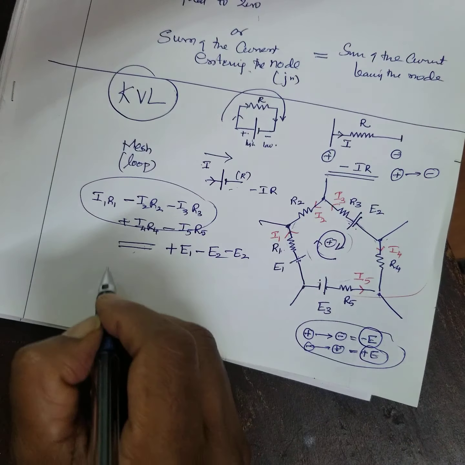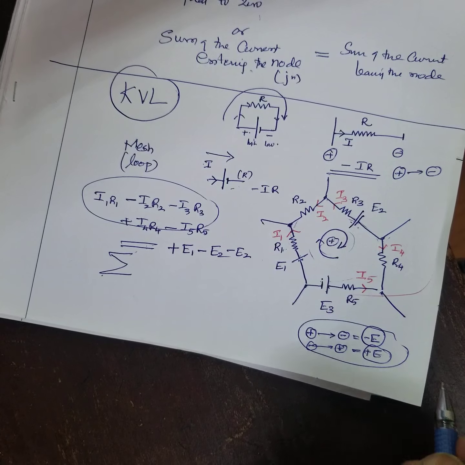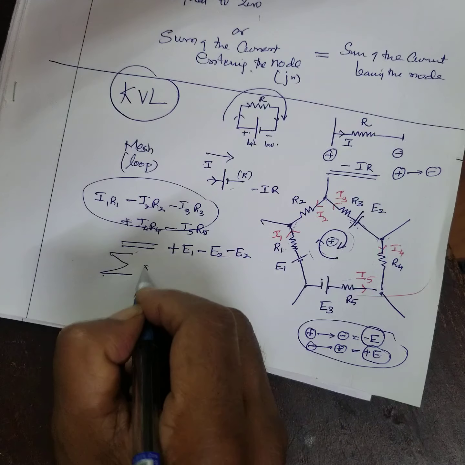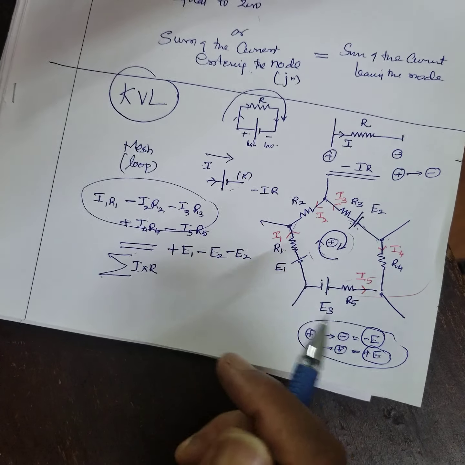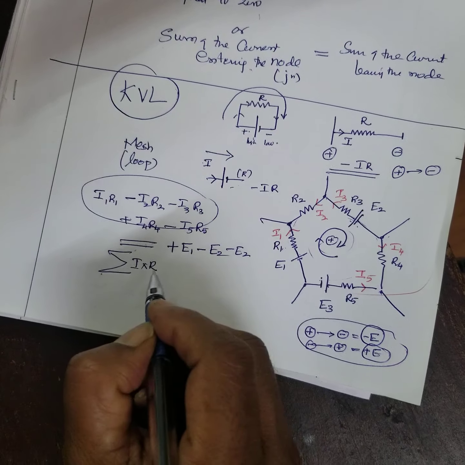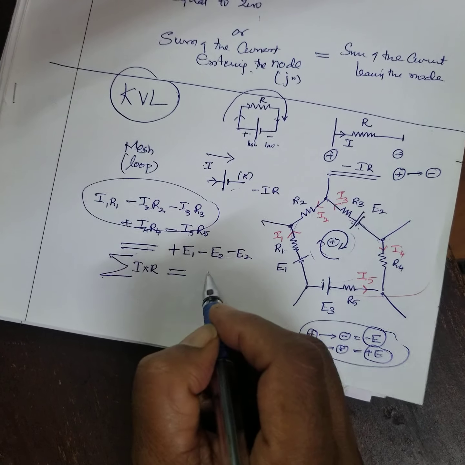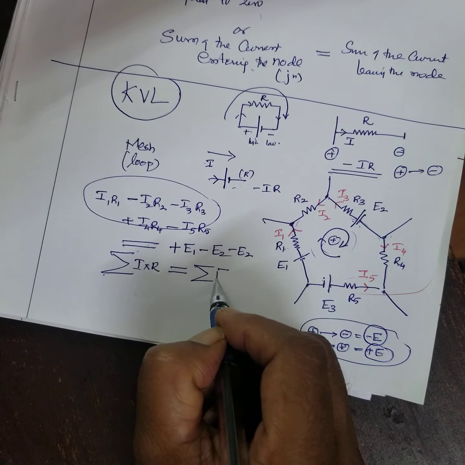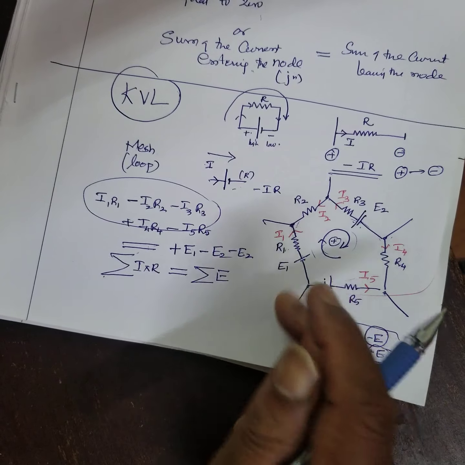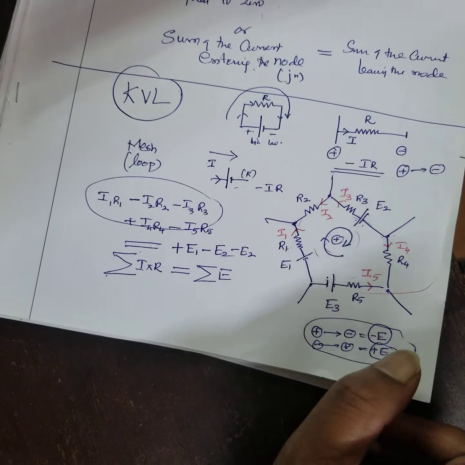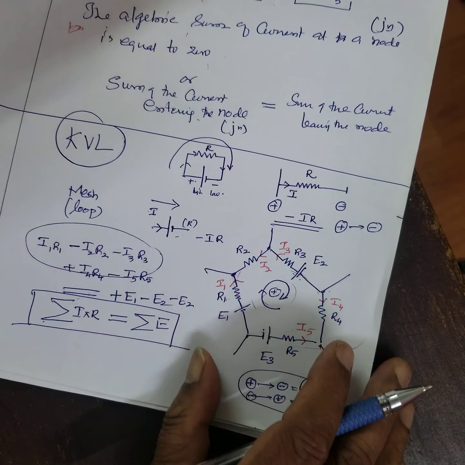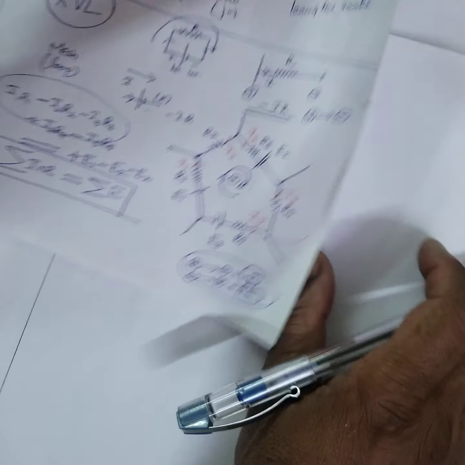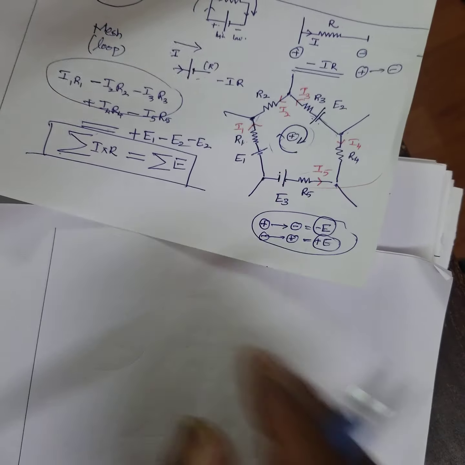This quantity is called the algebraic sum of the product of current and the resistance of each branch, equal to the algebraic sum of EMF present in the various branches of a closed circuit. This you have to write in a sentence. Okay. Look, statement.